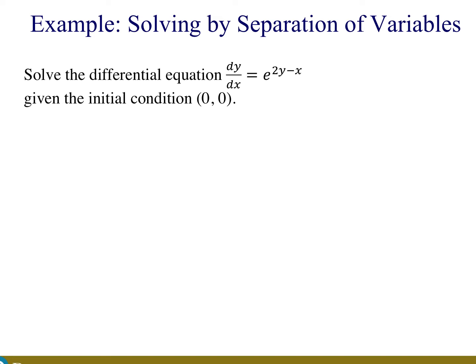So let's start with the separation. dy/dx equals, and then when we have e to the 2y minus x, we learned that that is written as e to the 2y over e to the x. We reviewed that last week. That's the algebra that happens. And when we want to separate that, we go through our cross multiplication.